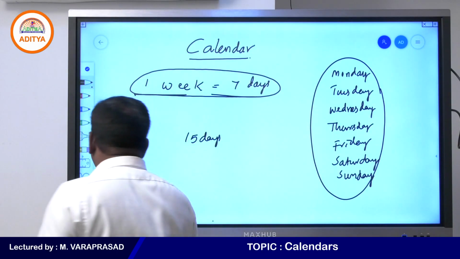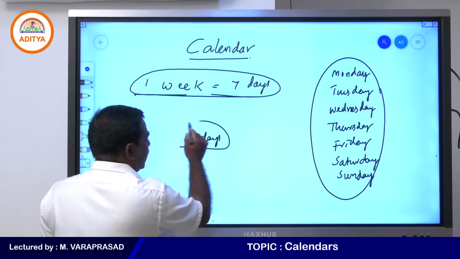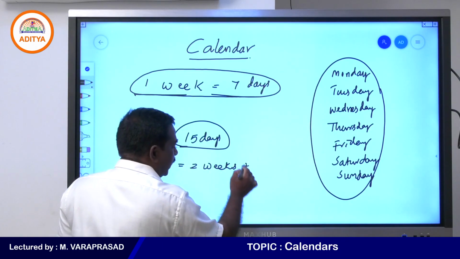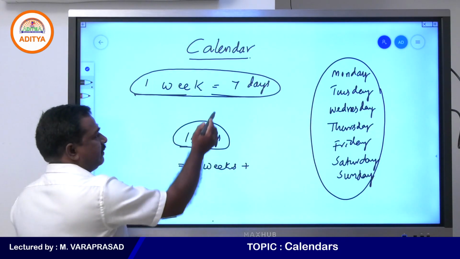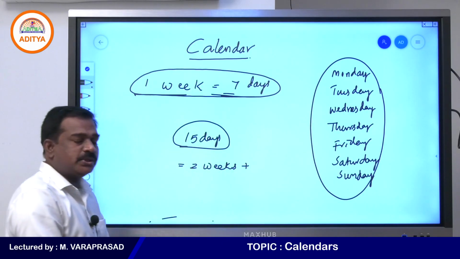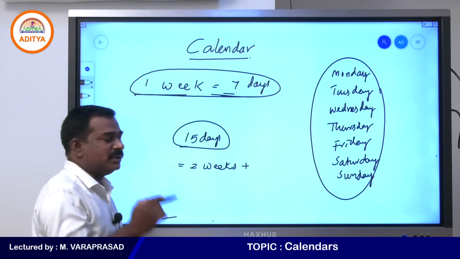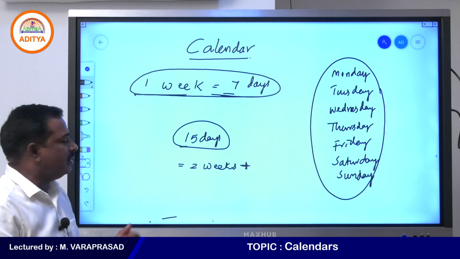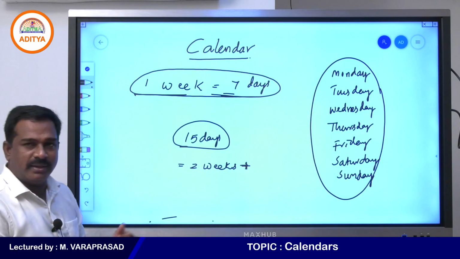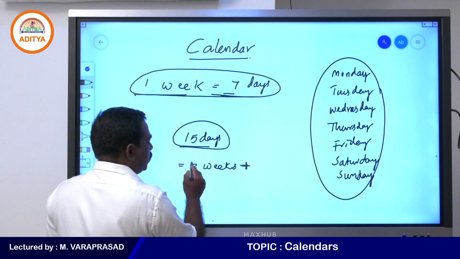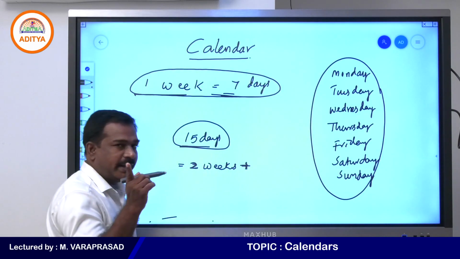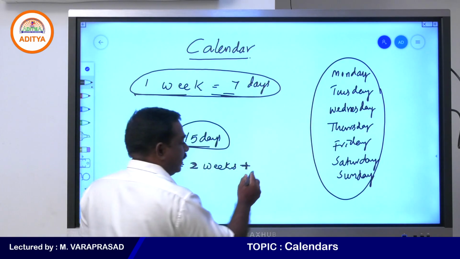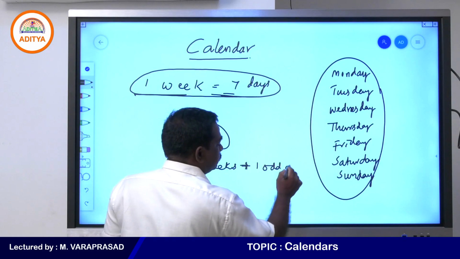So 15 days means we can write it as 2 weeks completely. Week means 7 days, 2 sevens 14 days, so 2 weeks completely plus 1 day is remaining. In the calendar, the remaining day, which is not existing in the week, is called an odd day.